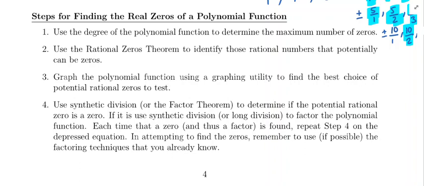In attempting to find the zeros, remember to use, if possible, the factoring techniques that you already know. Okay, and that's a good point. We're going to be working with higher degree things, but remember, if along the way you end up with something quadratic, you might be able to factor that without using any kind of advanced technique. You could even use the quadratic formula on it. So use the tools you already know. We're just going to add to our toolbox here. We'll be using some advanced techniques to do this as well.